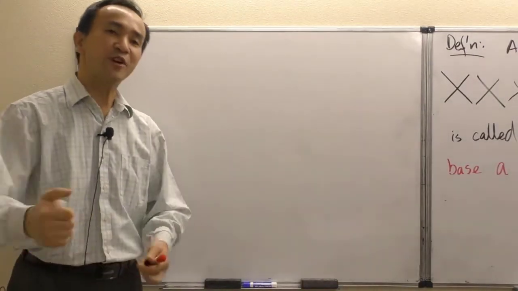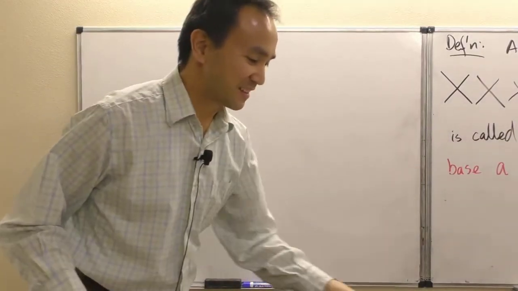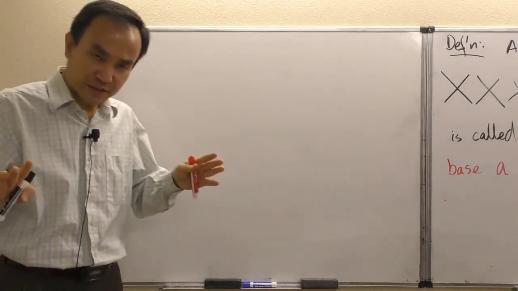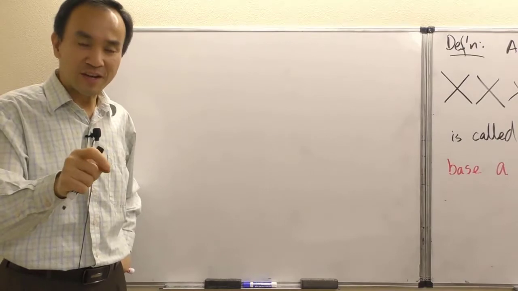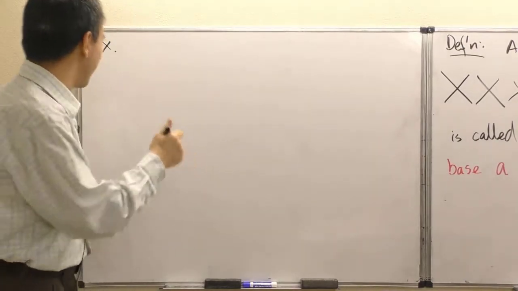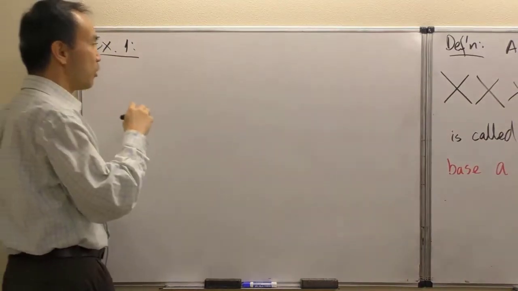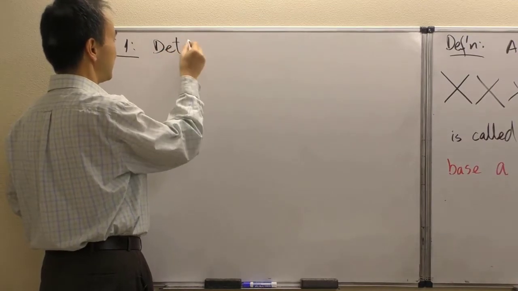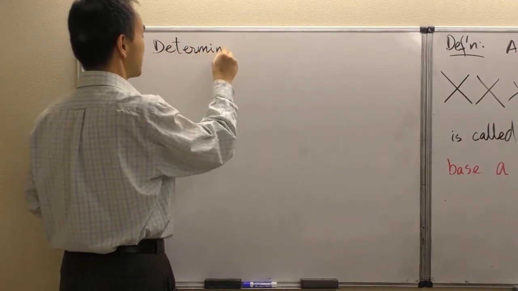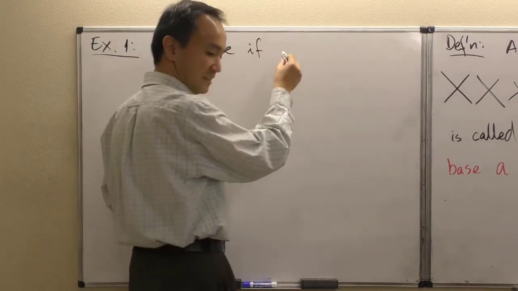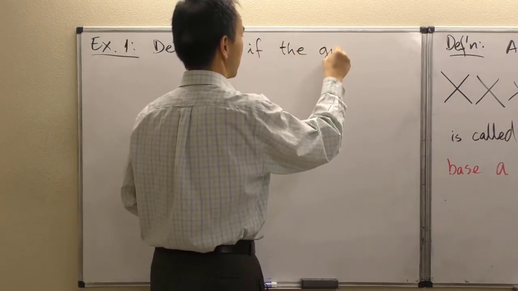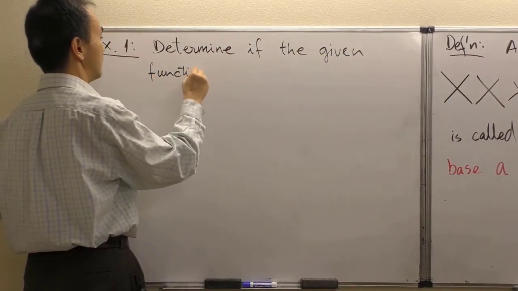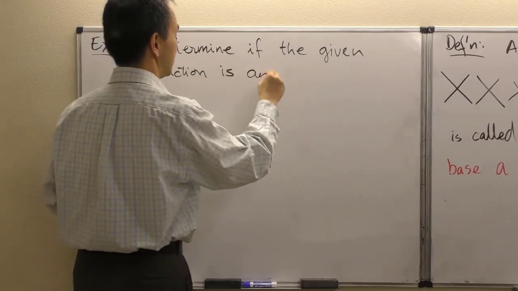So now we are ready to head into our first example. In the first example here, let's just get ourselves comfortable with recognizing whether a given function can be determined as an exponential function. So here, this is example 1, and allow me to write down the worded instruction of this example 1 right here. So let's determine if the given function is an exponential function.